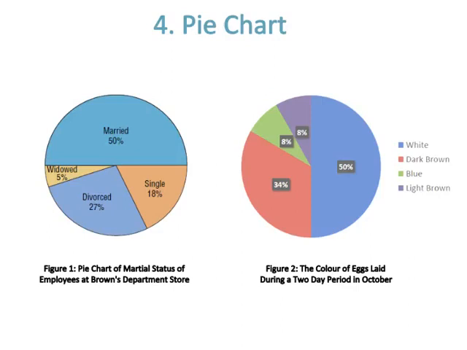Number 4 is pie chart. Here is example 1 of a pie chart without legend, which shows that single people are 18%, married people are 50%, widowed are only 5% and divorced are 27%. While example 2 is with legend given on the right side and only percentages are shown in the circle for white, dark brown, blue and light brown, which are 50%, 34%, 8% and percent, respectively.